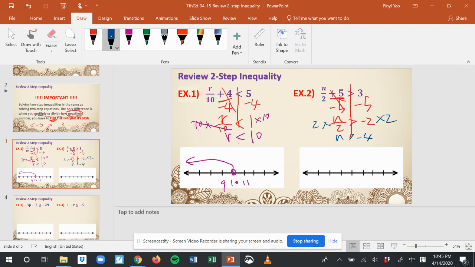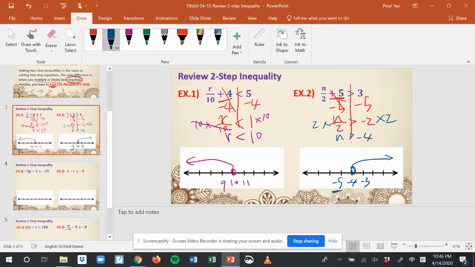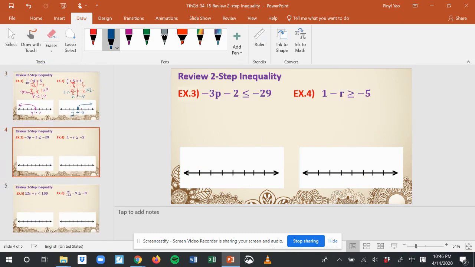So now let's draw it. Let's say that's negative 5, negative 4, negative 3. Make sure the number is smaller on the left when you draw on the number line. And since it's greater than and doesn't have equal sign, so we draw a donut at negative 4. The sign is pointing to the right, so our arrow is also going to point to the right. That is the second example. Now number 3.